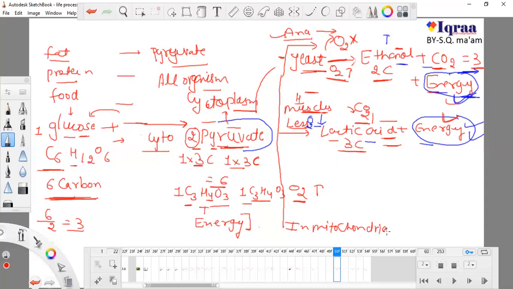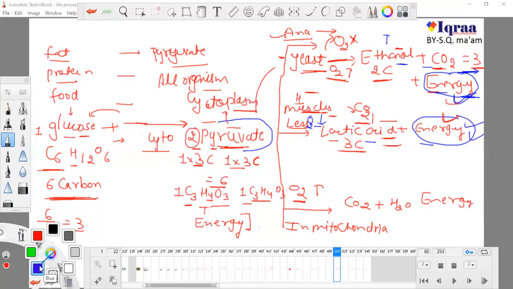Okay, it occurs in mitochondria. Remember the part. It occurs in muscle cells, and it occurs in mitochondria, and all of the cell. And by this process, the products, you can know the byproducts, that is carbon dioxide and water, and the thing which is known as energy.